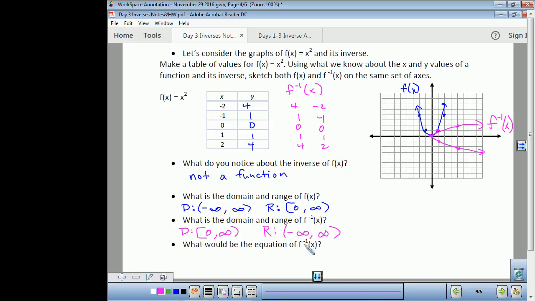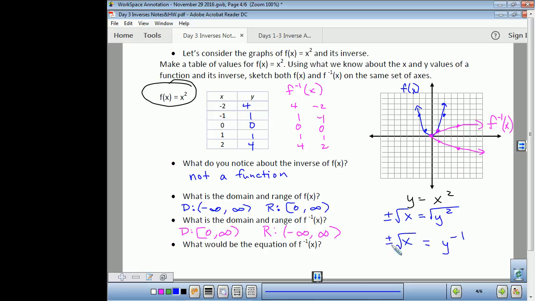Okay, what would the equation of the inverse be? Alright, let's do a little algebra. Let's start off with our original function, f of x. I'm just going to call that y equals x squared. To find an inverse, what is step 1? Switch the x and y. Let's do it. So x equals y squared. Step 2, what is step 2? Take the square root. Solve for y. When we take a square root, we get a positive and a negative. So the inverse of the quadratic is plus or minus square root of x.